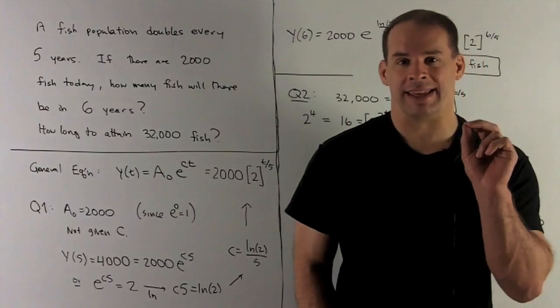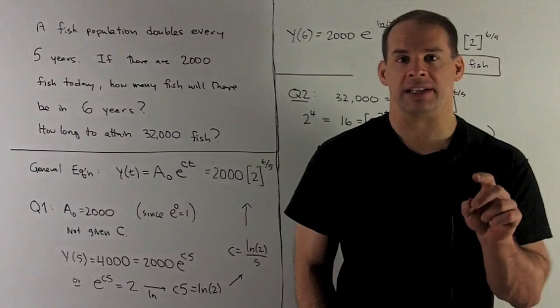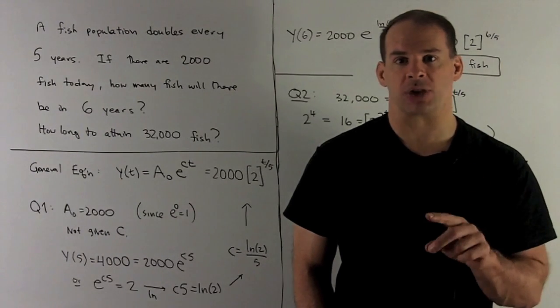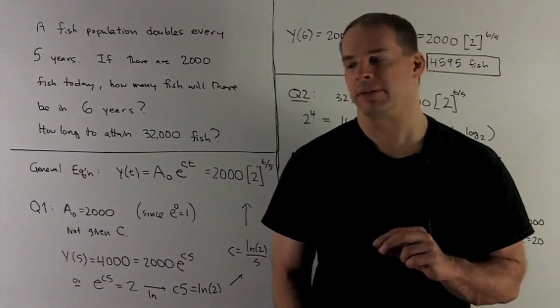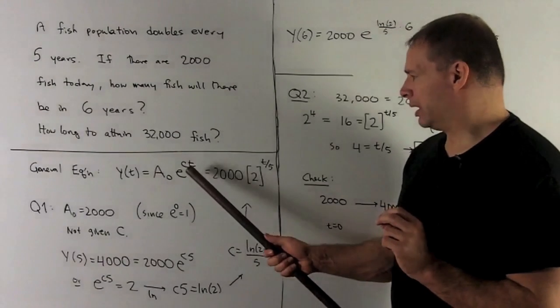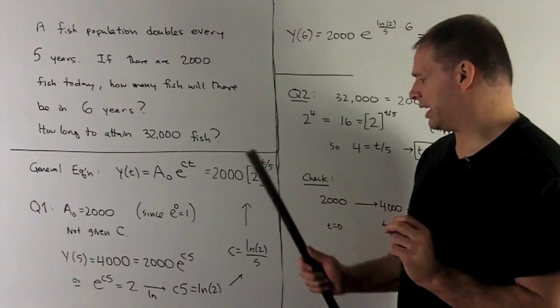We want to get rid of the e, so I'll apply natural log to both sides. Natural log of e to anything gives me back anything. So I'm going to have 5 times c equals natural log of 2, or c equals natural log of 2 over 5.